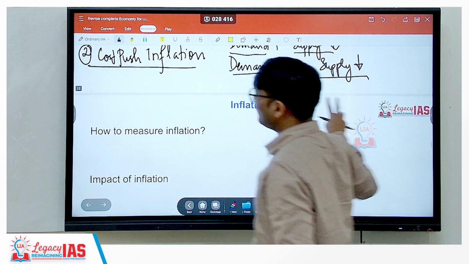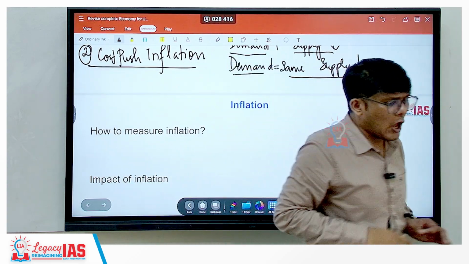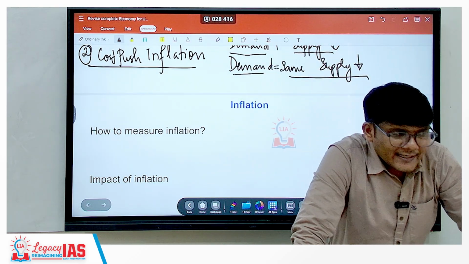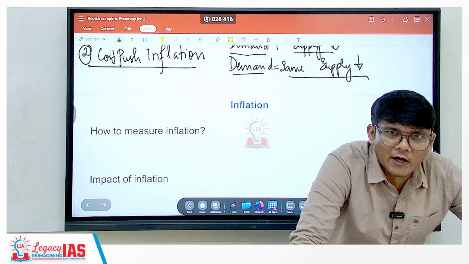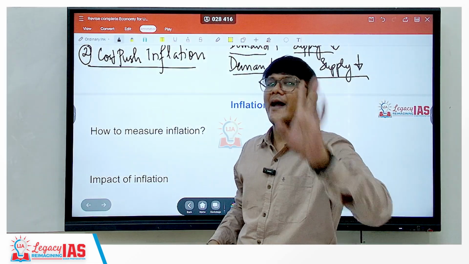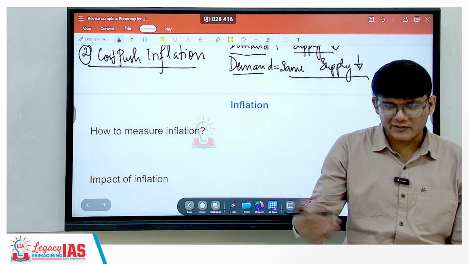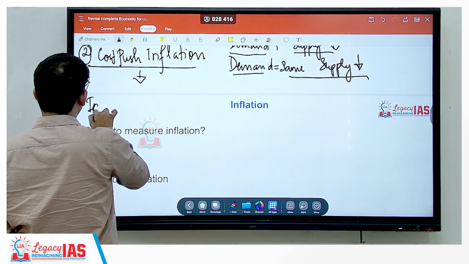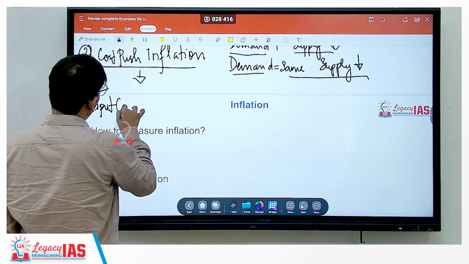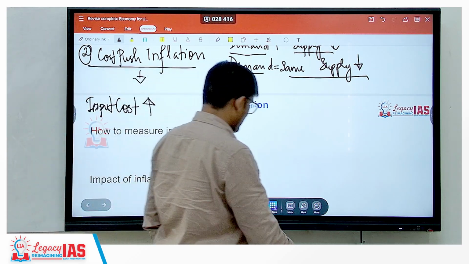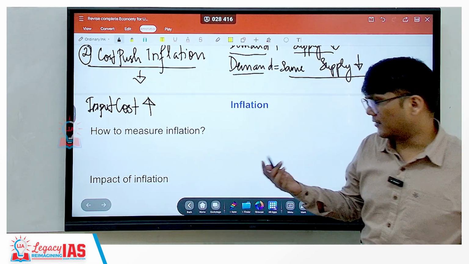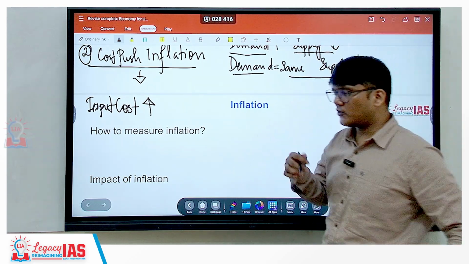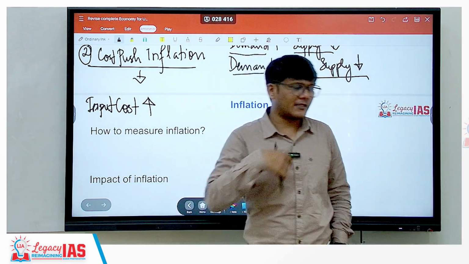Now let's look at cost push inflation. It is very simple to understand. Cost push inflation, simply speaking, has nothing to do with demand and supply. It has everything to do with the cost of the product going up, because the cost of the raw material required to produce that product, good or service has gone up. So whenever the input cost increases, how can the input cost increase? Let's say I am manufacturing a mobile, and I import the microchip from China. Now China has increased its price.